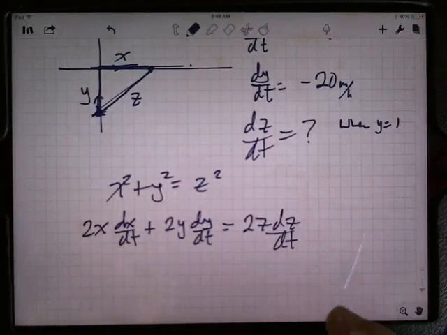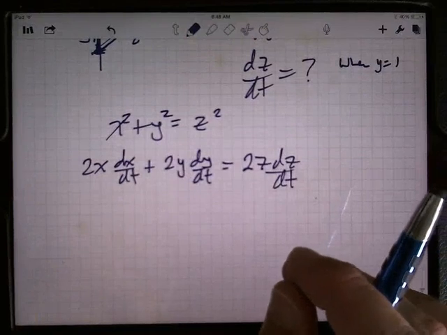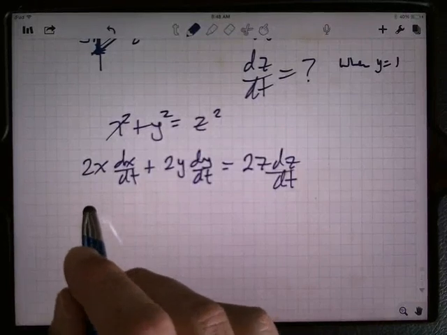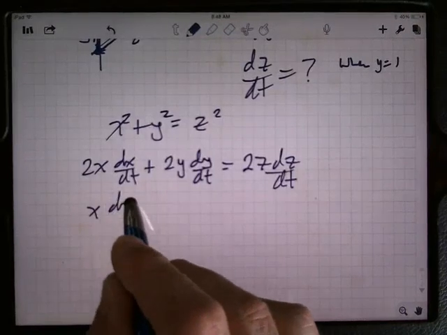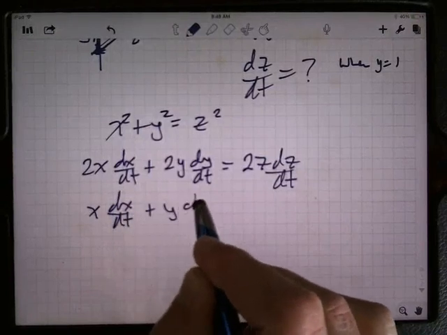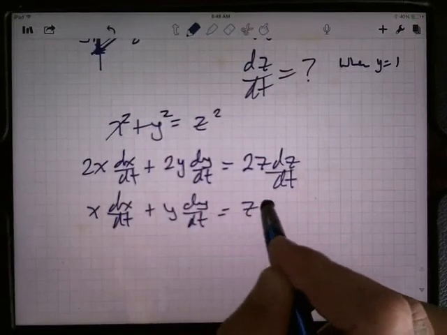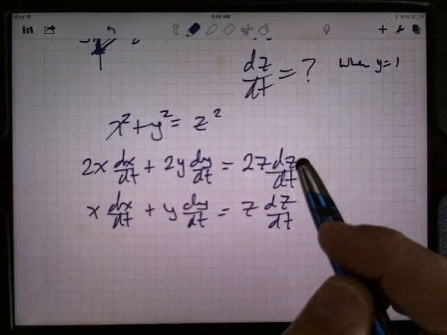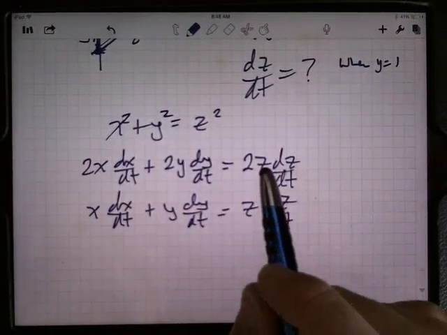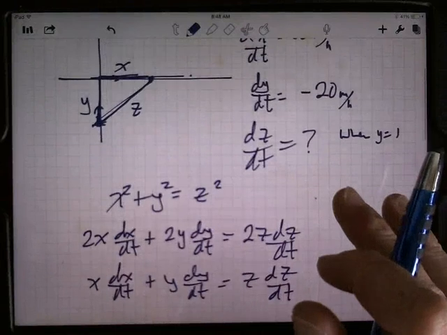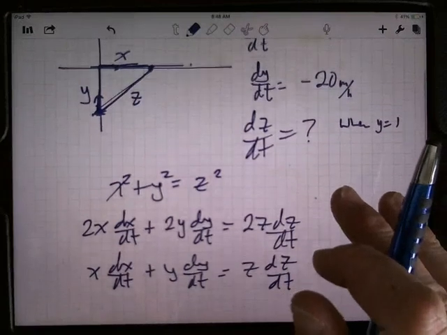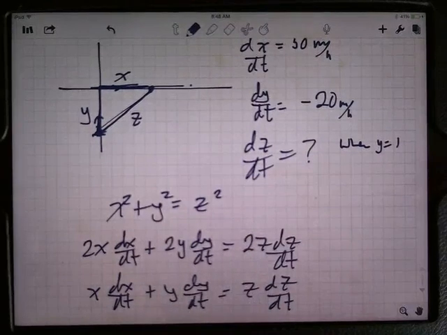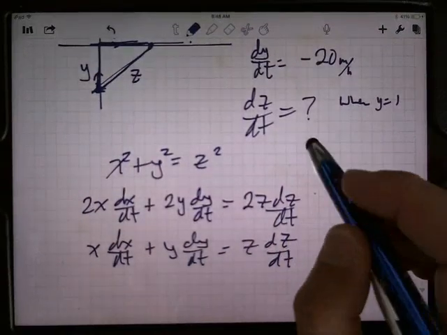I'm going to divide by 2, and then I'm going to plug in everything I know and solve for the one I don't. So dividing by 2 first: x times dx/dt plus y times dy/dt equals z times dz/dt. Now, the thing that I'm looking for is dz/dt, so I better be able to find everything else somehow. So let's go. I've got y equals 1. I know dx/dt, I know dy/dt. I've got to figure out what x and z are. Okay, I've got to do a little bit of work on the side here.